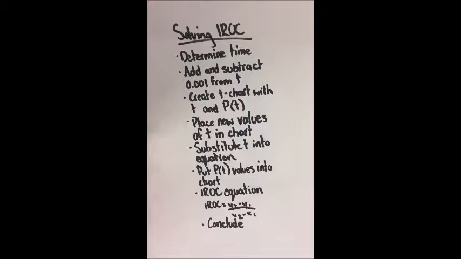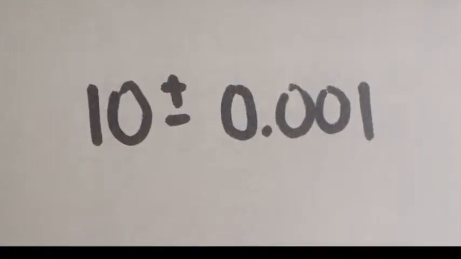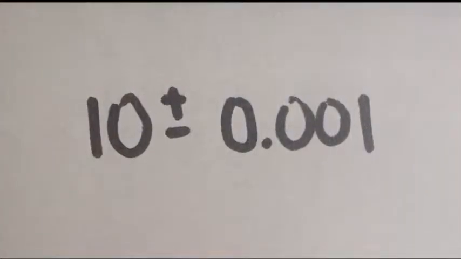I create a t-chart with t and P(t). I place the new values of t in the chart, substitute t into the equation, then I put the P(t) values into the chart. I use the IROC equation, which is y2 minus y1 over x2 minus x1, and I complete with a concluding sentence. Since the answer is an estimate, plus or minus 1/1000th will give an accurate instantaneous rate of change.